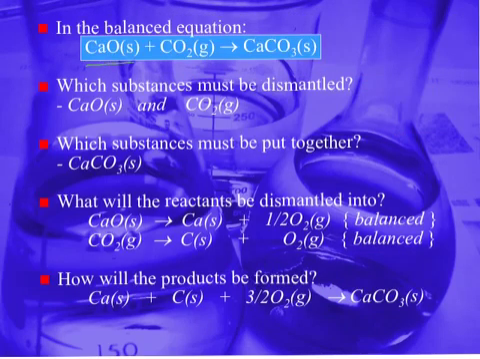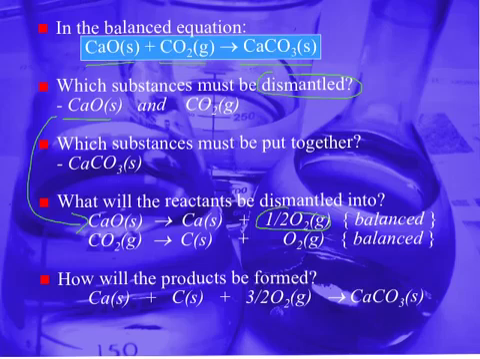We have calcium oxide reacting with carbon dioxide to form calcium carbonate. Here the reaction is already balanced. Let's ask ourselves, what substance must be dismantled? And these are the reactants. We have to dismantle calcium oxide into its elements. So here we have the formation reaction in reverse, the decomposition reaction. Notice here we balance oxygens using a fraction because we want to keep the coefficient for the calcium oxide to be 1. The other compound that we have to dismantle is carbon dioxide. And here is the decomposition reaction for carbon dioxide.